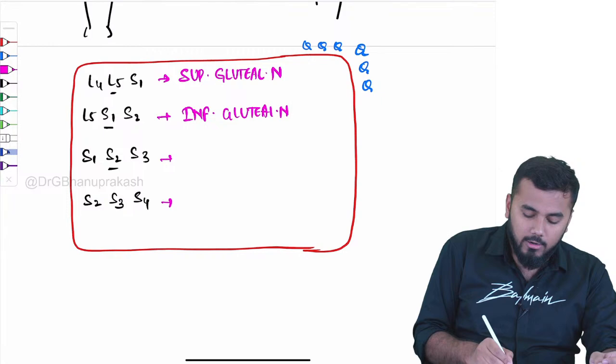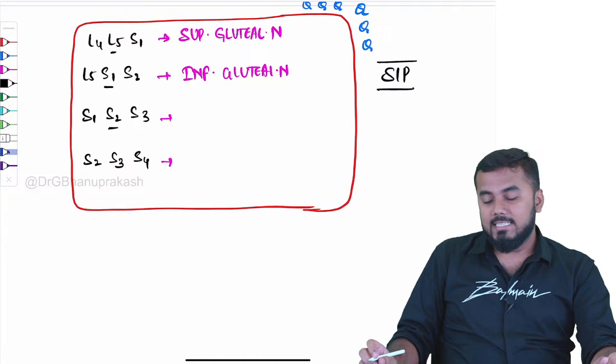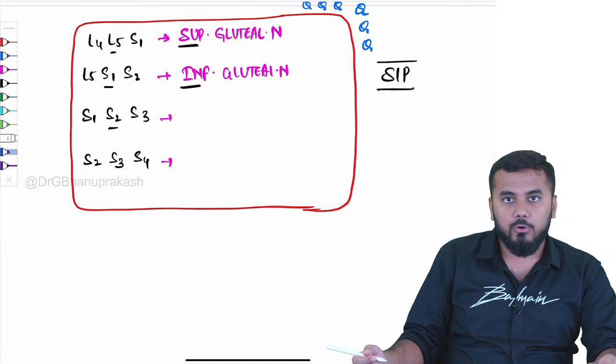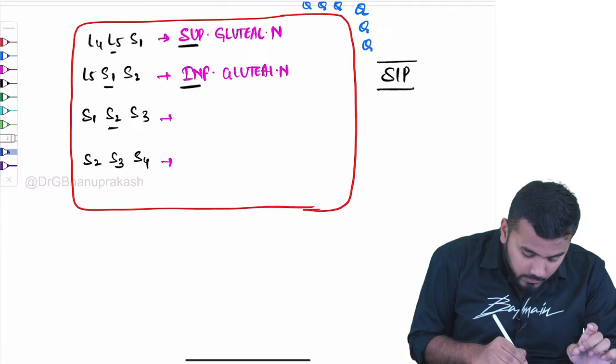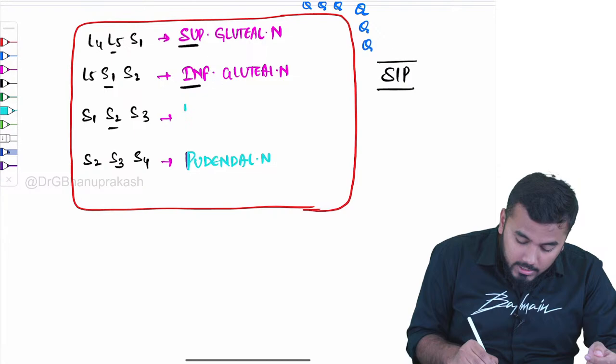Now remember this mnemonic, SIP. SIP stands for, not systematic investing plan, it is simple SIP. S stands for superior gluteal, I stands for inferior gluteal, and P stands for pudendal nerve. The other P stands for posterior cutaneous nerve of your thigh.